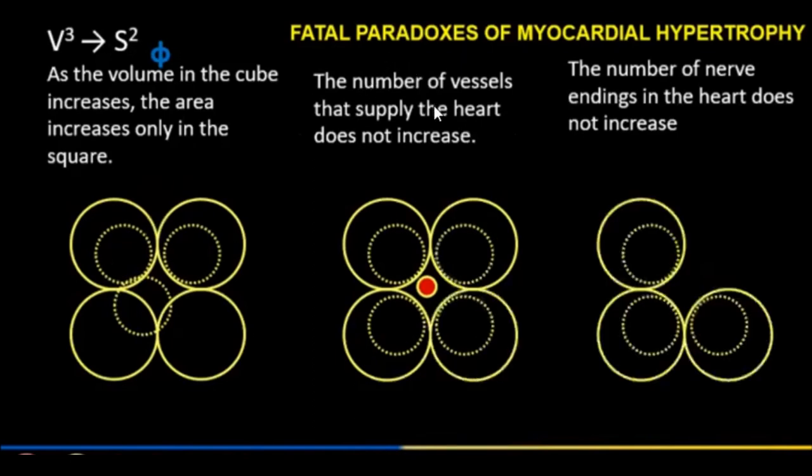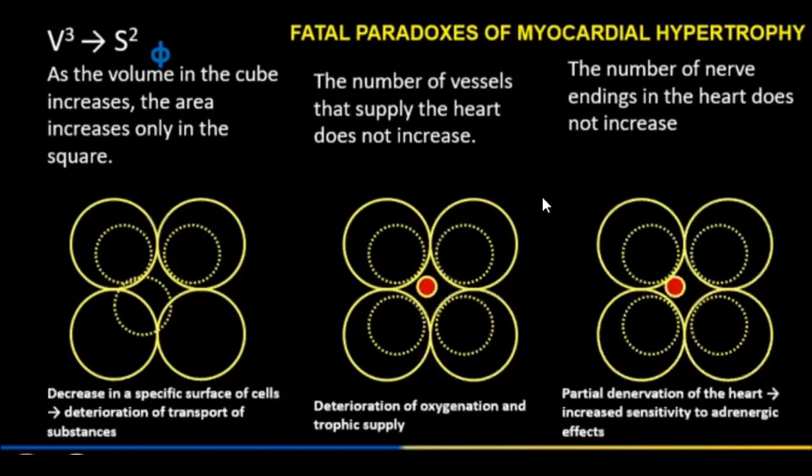Next, the number of vessels that supply the heart does not increase. And finally, for example, the number of nerve endings in the heart does not increase. And the specific surface of the cell decreases, causing deterioration of transport of substances, deterioration of oxygenation and trophic supply of the heart, and parietal denervation of the heart, with increased sensitivity to adrenergic effect.